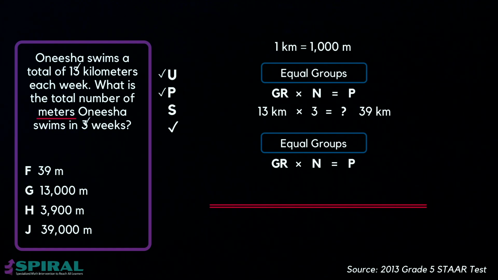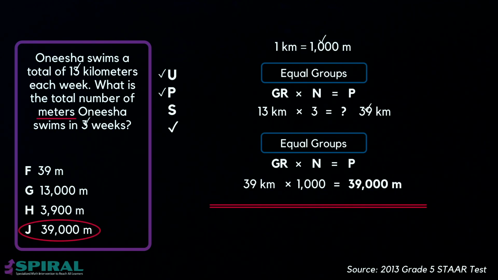So what we will then do is plug 39 kilometers into our second equal groups equation, check off that number, and then we're going to look at our conversion, and we see that 1 kilometer equals 1,000 meters. So we'll put that under the number in each group and check it off. And here we will add our signs and solve for the product, and we see that our product is 39,000 meters. And when we look at our multiple choice options, we see that J is our correct answer. So we have solved our problem. We can put a check mark next to that S.